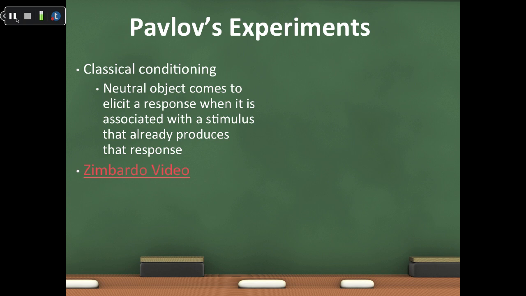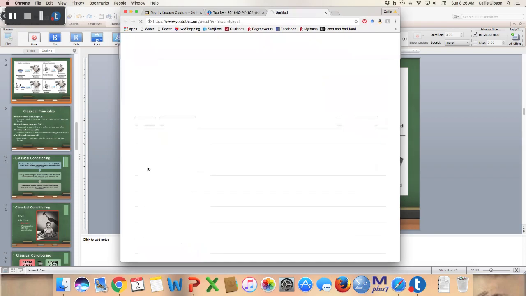Okay, so the definition of classical conditioning is when a neutral object begins to elicit a response when it is associated with a stimulus that already produces that response. So that's a lot of words that maybe don't make a lot of sense. We're going to watch a quick video that may give you a little bit more information about this, and then we'll talk about it a little bit more.